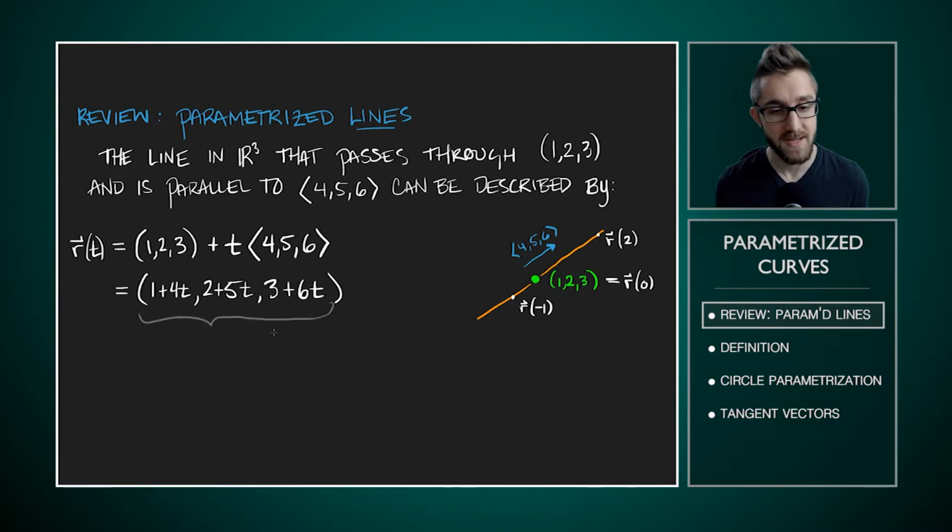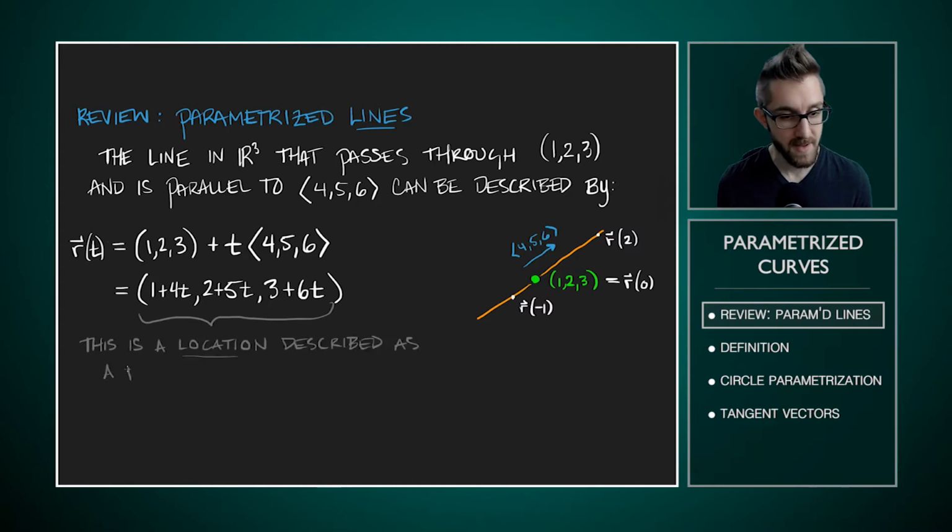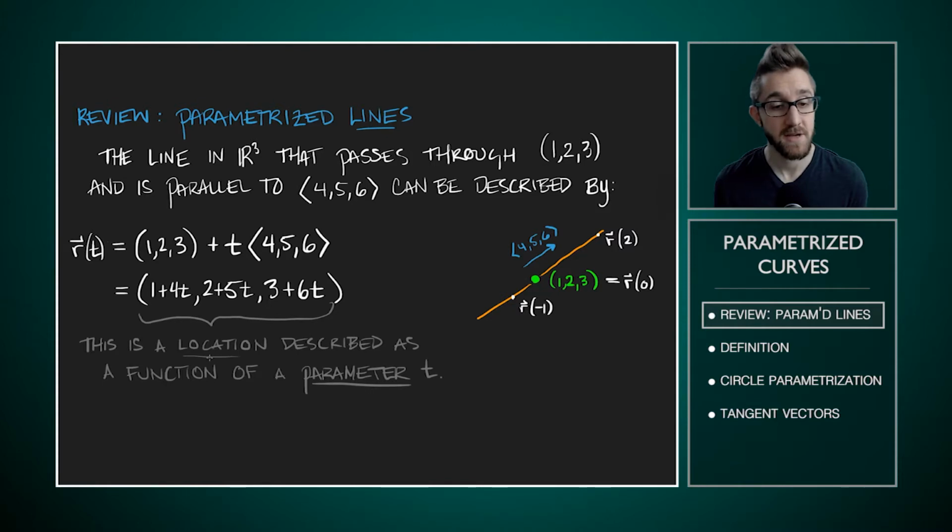So another way to say that is that this is a point or a location described as a function of what I'm going to call a parameter. This variable t that's telling us different points along this line, that's a parameter. And so this in gray here is essentially what a parametrized curve is. It's a function that tells us a location that changes based on the value of a single parameter.